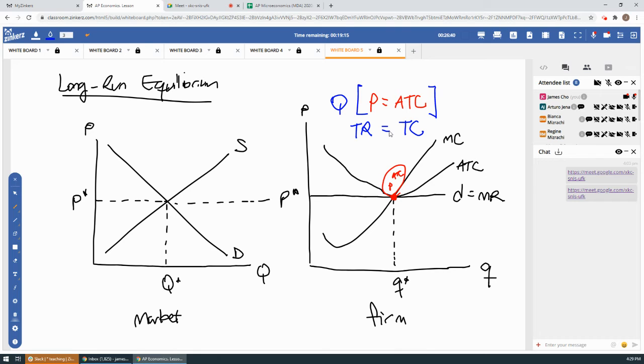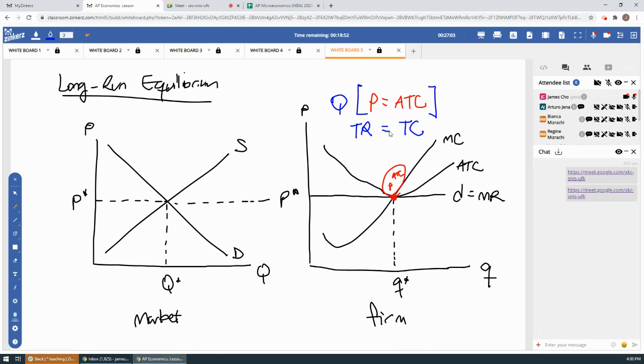But I have a question. If you don't win profit, why won't you leave? Because you're not winning money. Again, what kind of profit are we talking about? Economic, not accounting. You are still earning accounting profit. You're still earning money, but you're just earning as much here as you can at your next best alternative. So there's no reason for you to change.